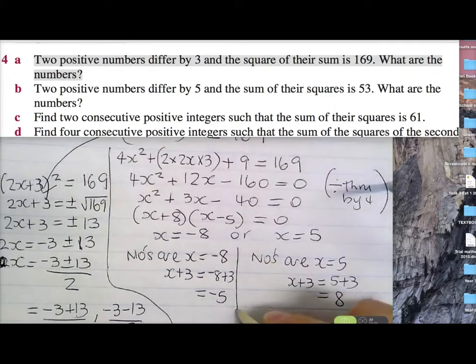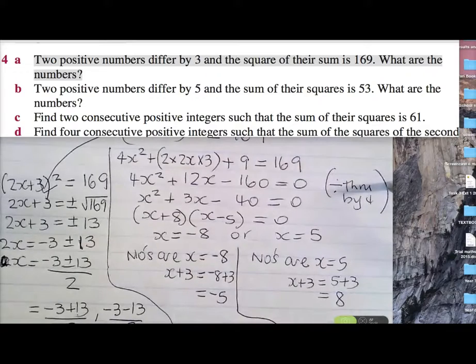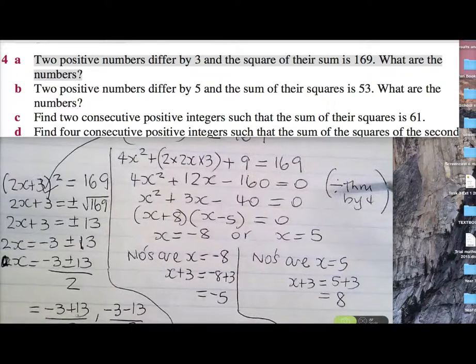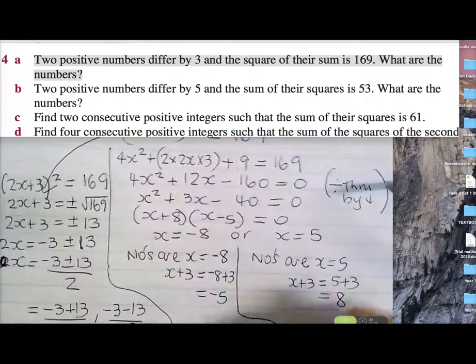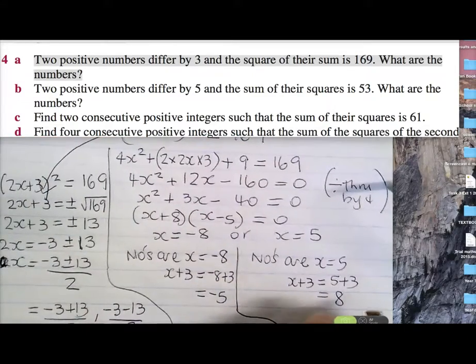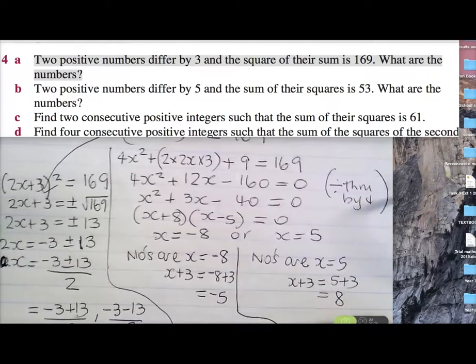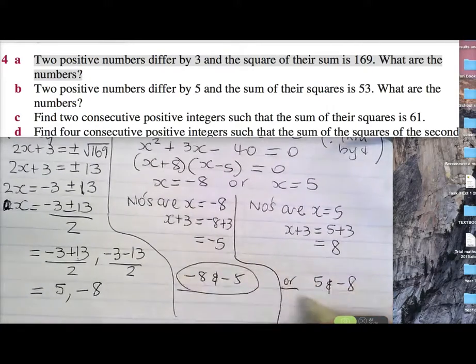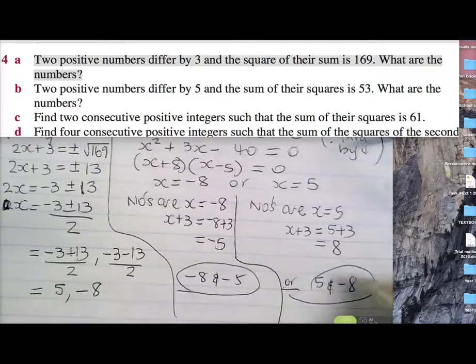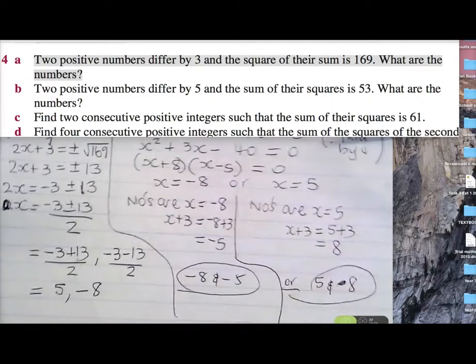So girls, there's more than just the 5 and negative 8 that I wrote down there in that left-hand corner. Girls, your two numbers are x and x plus 3. So your answers are negative 8 and negative 5, or 5 and 8. These are my answers. That and that. Sorry, 5 and 8.